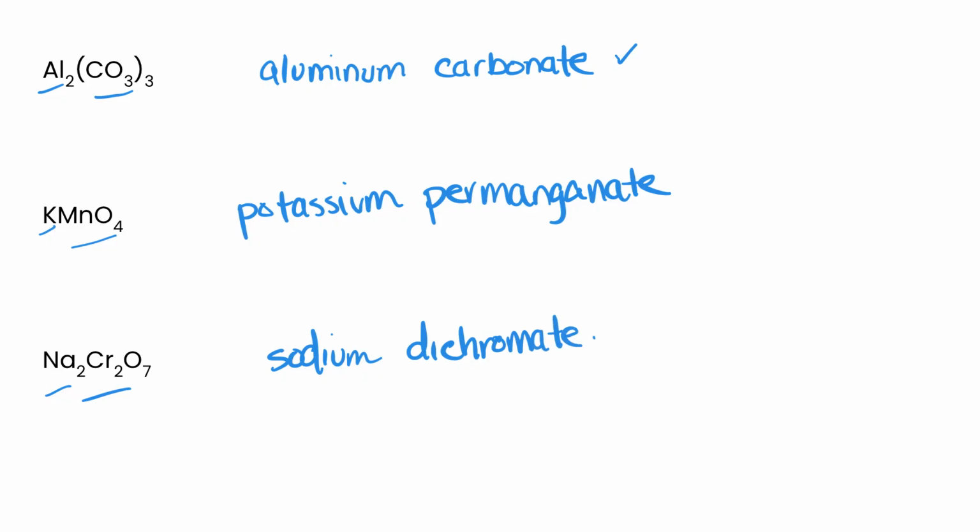So that is how easy it is to name compounds that contain polyatomic ions. So we've gone through some of the common polyatomic ions. We've gone through both name to formula and formula to name.